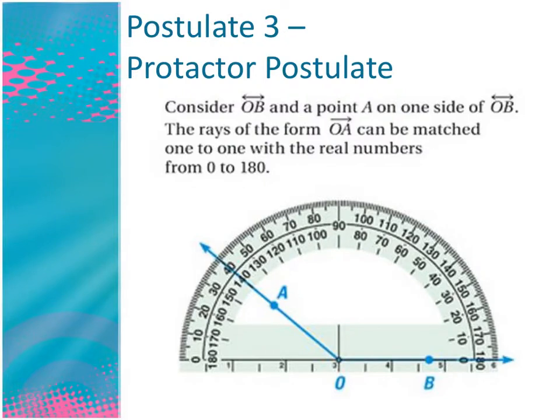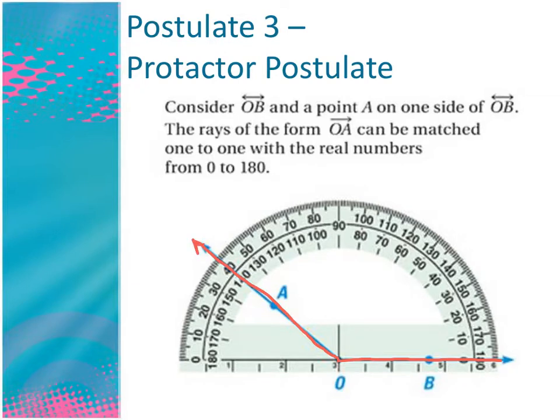All right. So actually, I didn't even know this was on the next slide. This is a much better protractor. So this is postulate number 3, the protractor postulate. We learned the ruler postulate that says everything matches up 1-to-1, numbers and letters. Well, the protractor postulate says, consider line OB. We've got OB right here. And a point A on one side of OB. The rays OA and OB, these two rays.